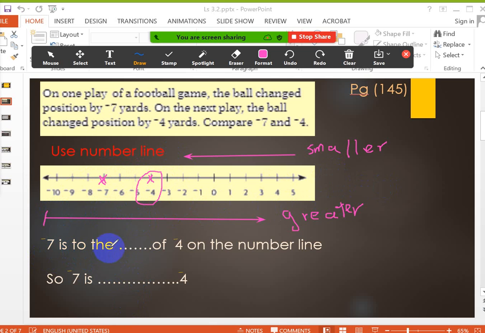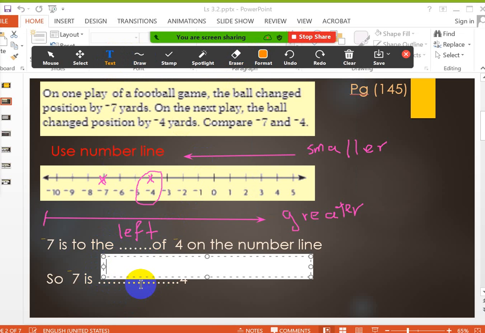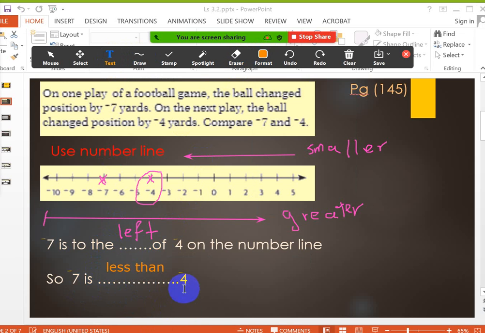So -7 is to the left of -4 on the number line. If -4 is the greater number, that means -7 is the less. That means this number is less than -4. I will write it again: less than -4.